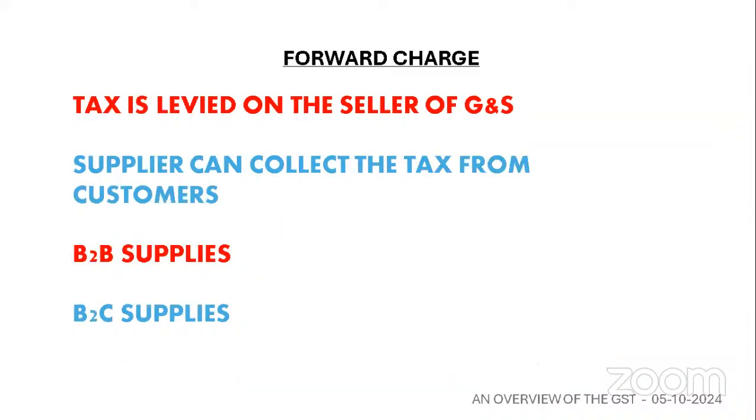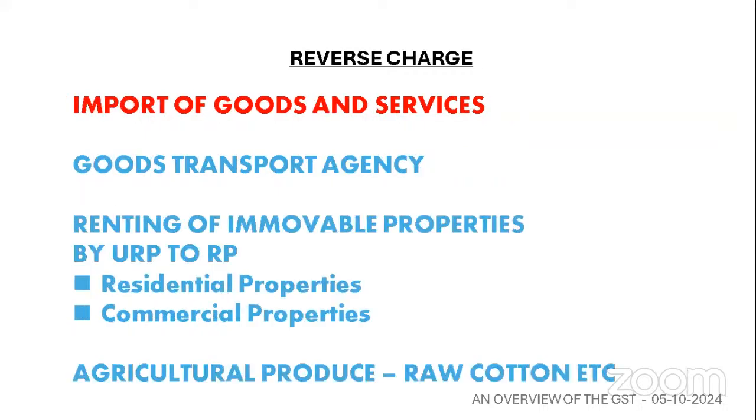In the previous screen, you saw forward charge. Forward charge is a charge of tax by the government on the seller of the goods. Now, here in the case of import of goods and services, the seller of the goods and services is sitting outside India. The government has no power, no authority to ask the person who is sitting outside India because he is outside my taxable territory. I cannot ask him to pay the GST in India.